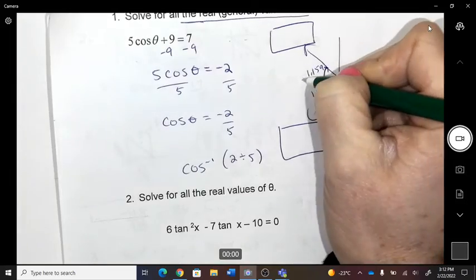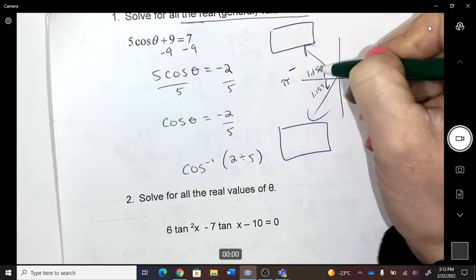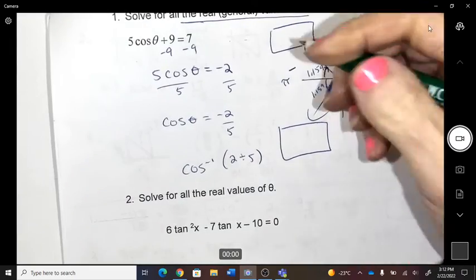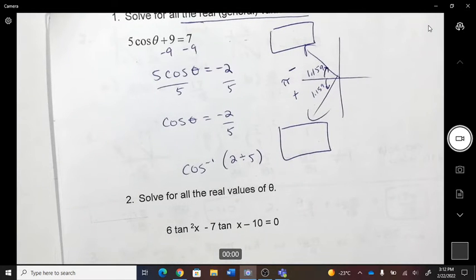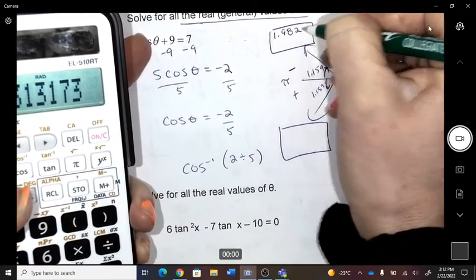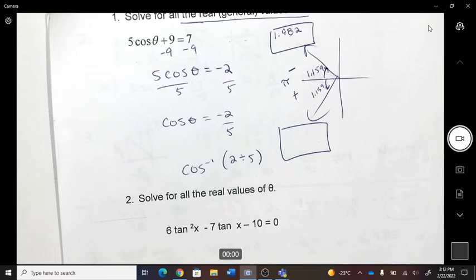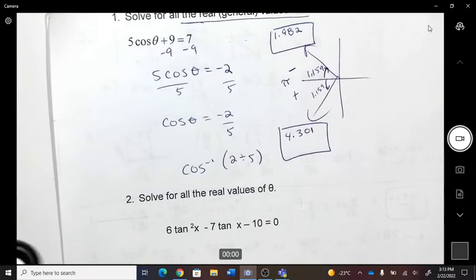Okay, so this line is pi. For this one, I'm going to do pi minus that number because it's smaller than pi. And this one, I'm going to do pi plus that number. That's our answer. Not yet, I'm not done.